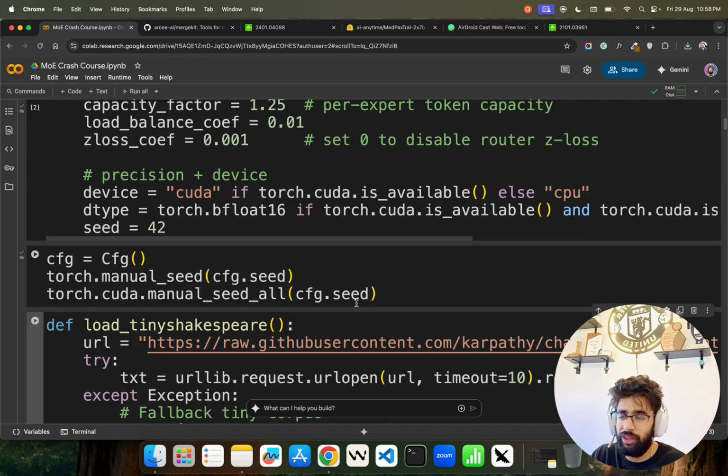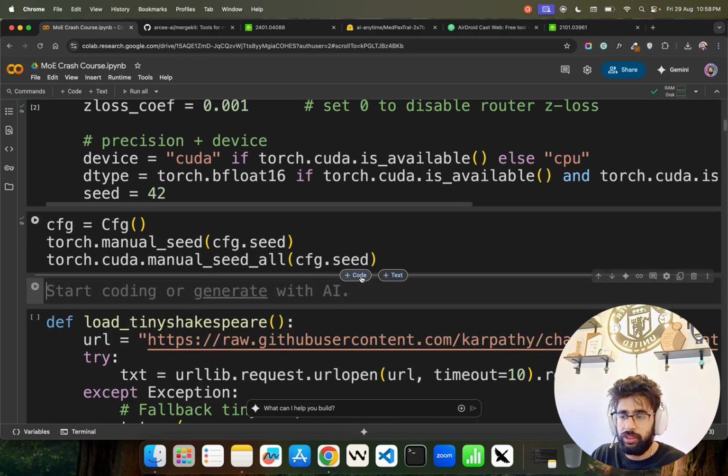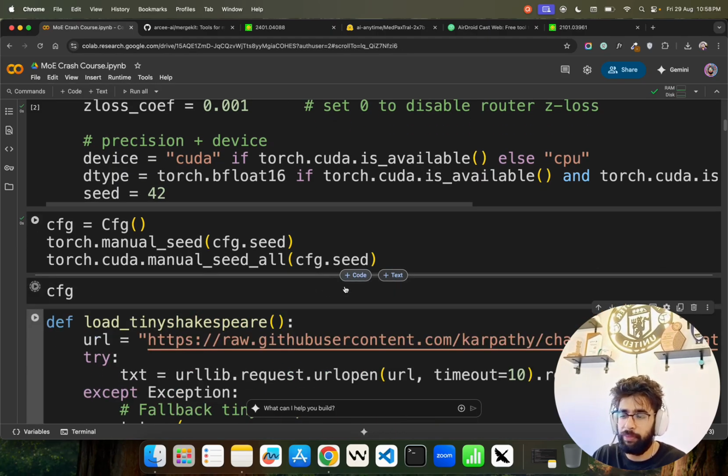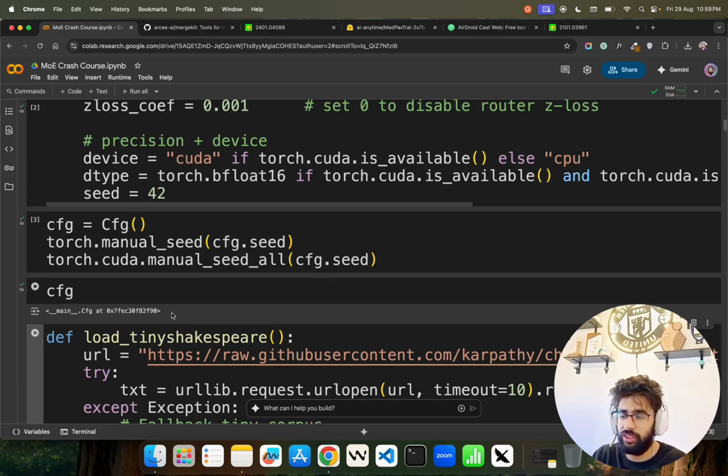If you look at the config here, right? Okay, just let me do CFG here and see what happens. It will show an object or what? Yeah, you can see it's an object.